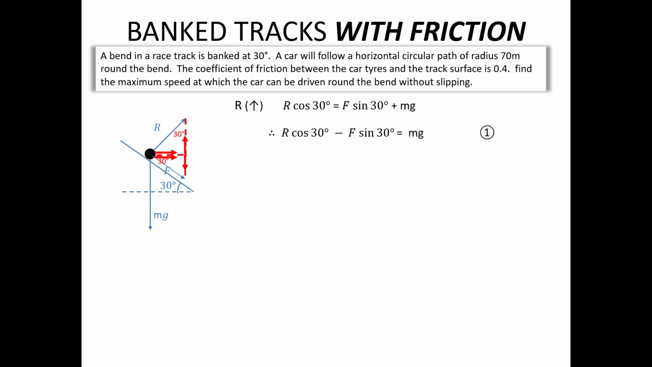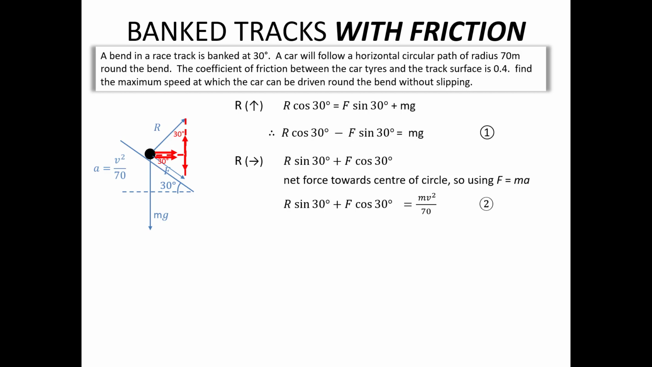Now we resolve horizontally. Once again, we have two different forces to think about. Our R sin 30 bit, delivered by the normal reaction, but also the horizontal component of the frictional force. Using F equals ma, and additionally, using the fact that acceleration is v squared over r, which is v squared over 70 in this case, we write this. These are our two equations.